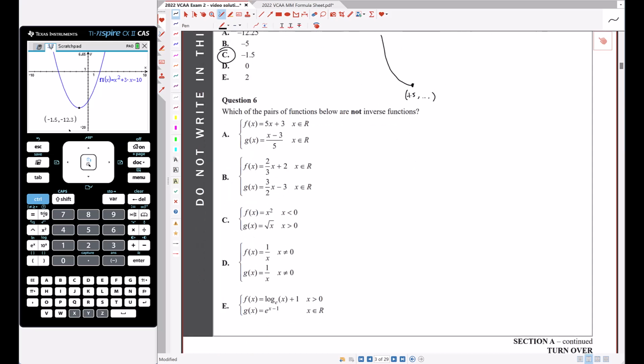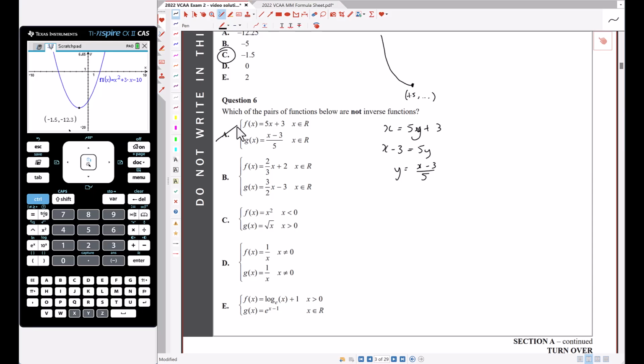Which of the pairs of functions below are not inverse functions? Okay, so I could probably just think through the rules, but I suspect that domains are going to come into play. So this is definitely the inverse of this. If you think about swapping x and y in that original function and rearranging to make y the subject, you'll get x minus 3 equals 5y, and so y equals x minus 3 on 5. So the rules are definitely inverses. The domain and range of the linear function is R, and so therefore the range of f is R, and so therefore that becomes the domain of g. So A is definitely correct.